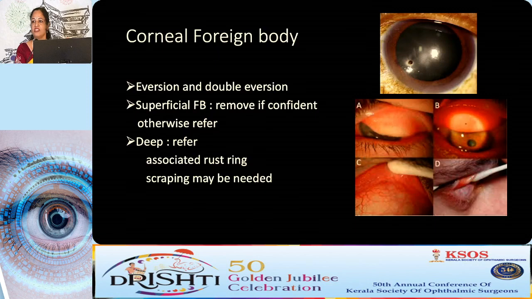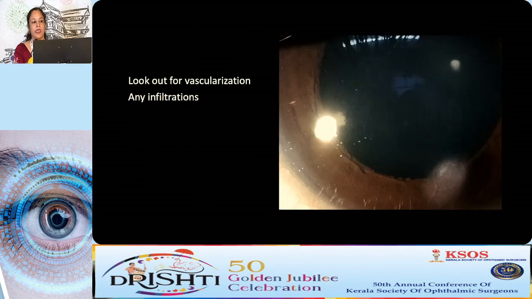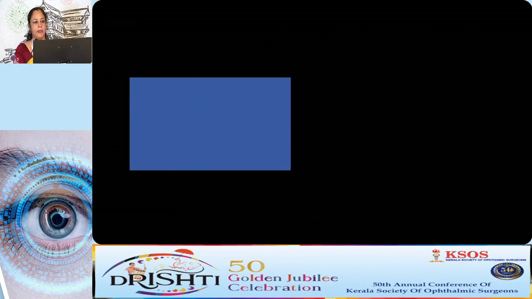First is a corneal foreign body, which is the most common way that they can present. Remember, in a pediatric case, or for that matter, any foreign body, you have to do an eversion and a double eversion. And if it is a superficial foreign body, if it is in the palpebral conjunctiva, definitely you can remove it even if it is a kid. But if it is deep, you may have a rust ring associated with it. You may need a scraping. That time you may need an anesthesia for the kid. Look out for vascularization, especially if it is an old foreign body. This is very common in children, and sometimes infiltration also can be there. So you may need to examine the child under microscope, under a sedation maybe at least.